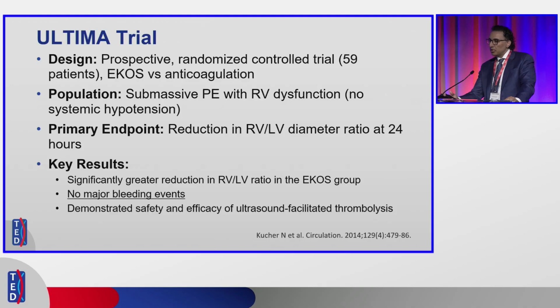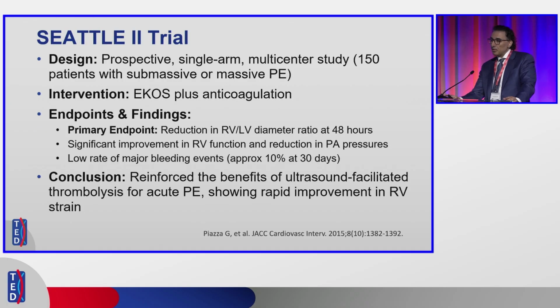They've studied this in the ULTIMA trial, where they compared EKOS versus anticoagulation in submassive PE with RV dysfunction, and it did show a significantly greater reduction in RV-LV ratio in the EKOS group. No major bleeding events. And then they also studied it in the SEATTLE II trial, which was a single-arm study with 150 patients looking at EKOS plus anticoagulation. Similar kind of thing: low risk of major bleeding, but improvement in their RV function. So it reinforces it as a treatment option in intermediate-risk PE.